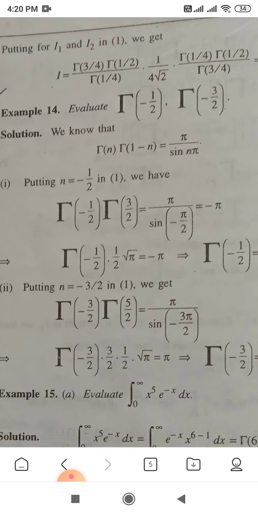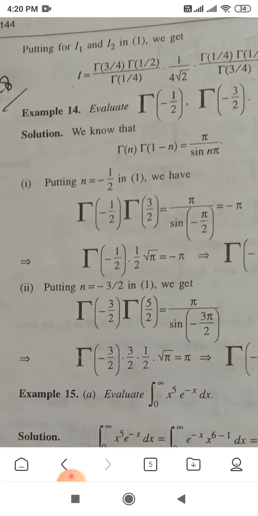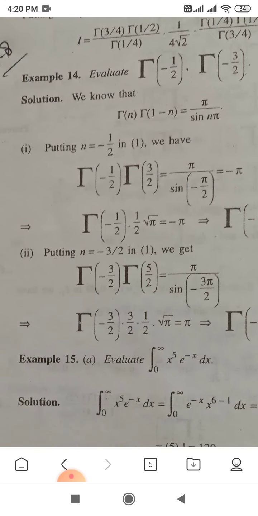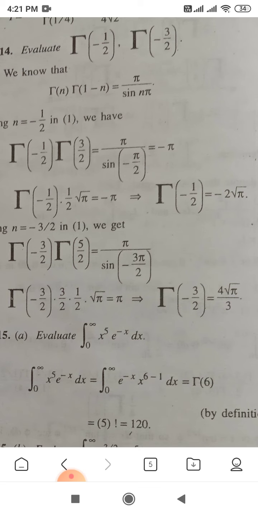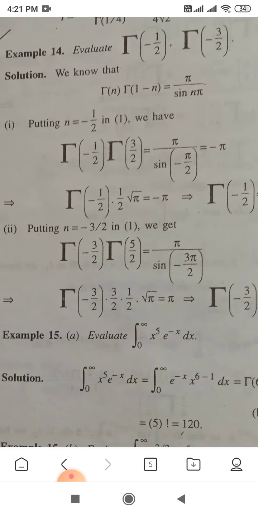So pi upon sine minus pi by 2 is equal to minus pi. This implies gamma minus 1 by 2 gamma 3 by 2 is equal to minus pi, where gamma 3 by 2 is 1 by 2 gamma 1 by 2, and gamma 1 by 2 is root pi. So gamma minus 1 by 2 into 1 by 2 root pi is equal to minus pi. Transferring root pi and 2 to the right hand side, gamma minus 1 by 2 is equal to minus 2 root pi. So this is the value of gamma minus 1 by 2.